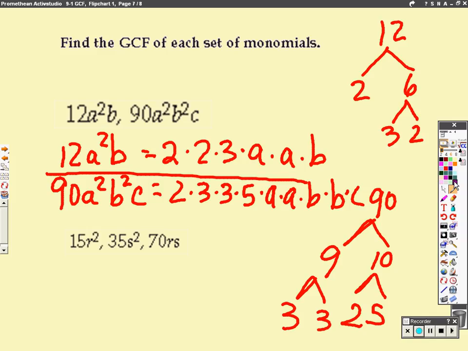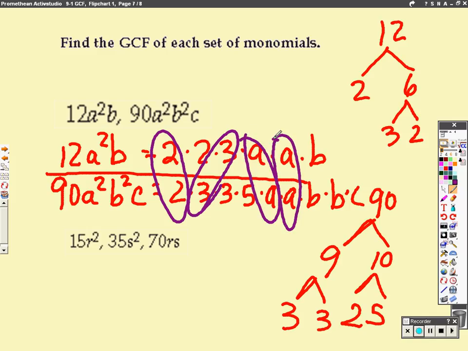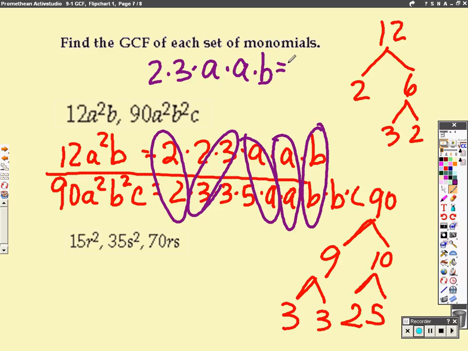Then I'm just going to circle my matching factors. Okay, and multiply them. So I have 2 times 3 times a times b, which gives me 6a squared b as my greatest common factor. And we will be using this later on as we continue to learn about polynomials during the rest of Unit 6.